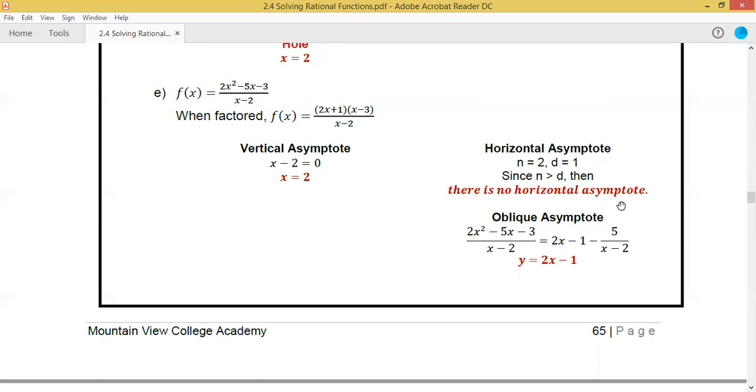Instead, we have an oblique asymptote. So we divide the numerator by the denominator. It will give you the answer 2x minus 1 minus 5 over x minus 2. 5 over x minus 2 is the remainder part, so ignore it. So the equation of our oblique asymptote is y equals 2x minus 1. This ends our topic on asymptotes.